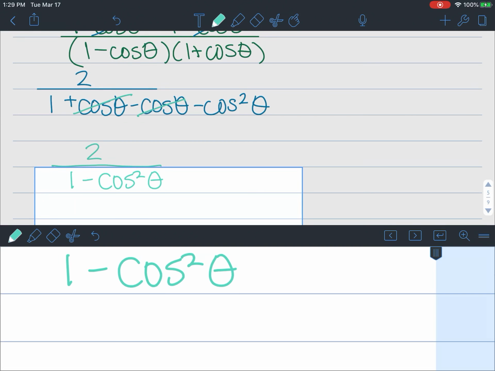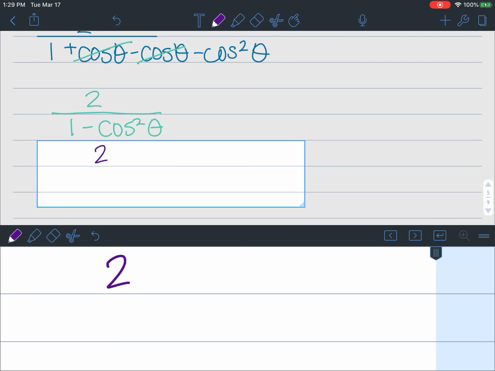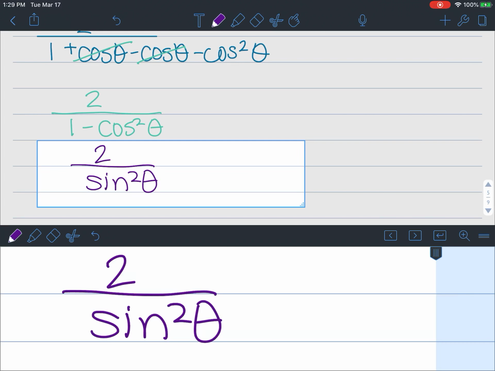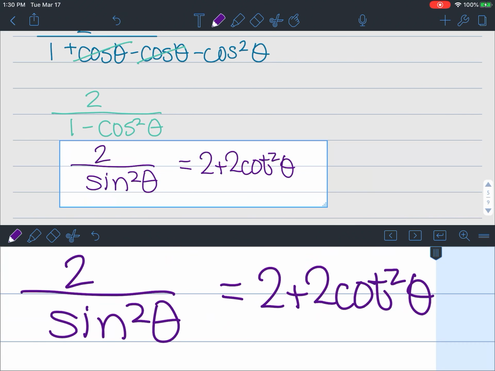Okay, 1 minus cosine squared theta, I think you've got this now because you have answered this a couple of times now, is sine squared theta. So hopefully you're starting to recognize that when you see it. Now this is pretty simplified, but the crazy mess we actually have to get it to, I'm going to rewrite it here so we can see it, is 2 plus 2 cotangent squared theta. So I'm just not there yet.